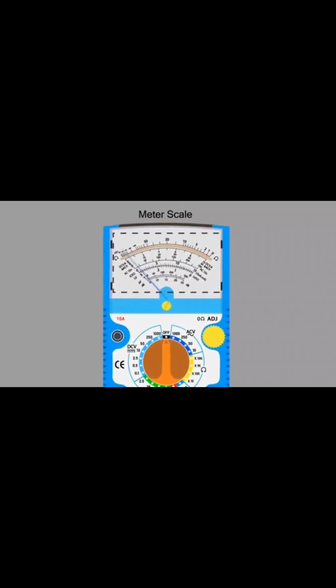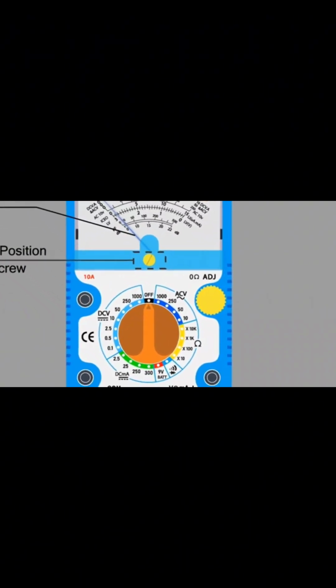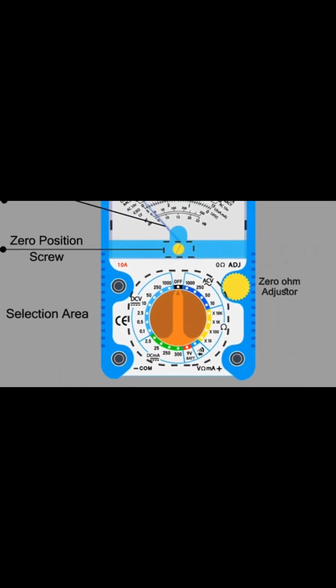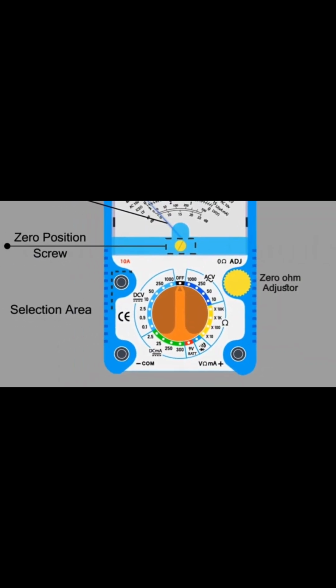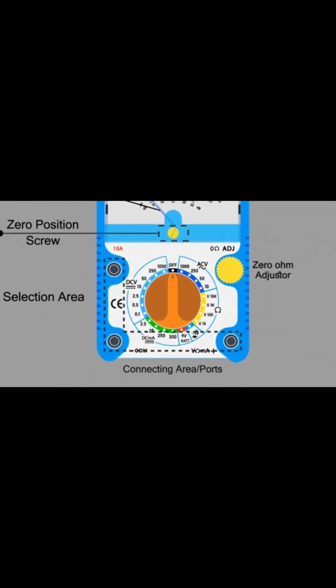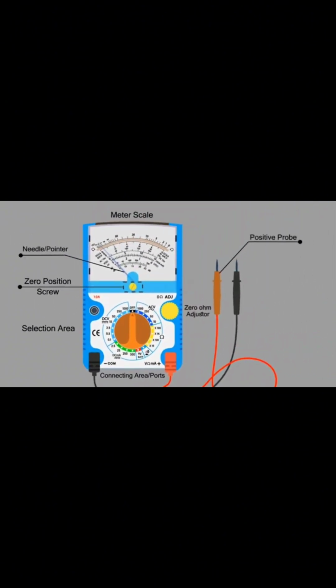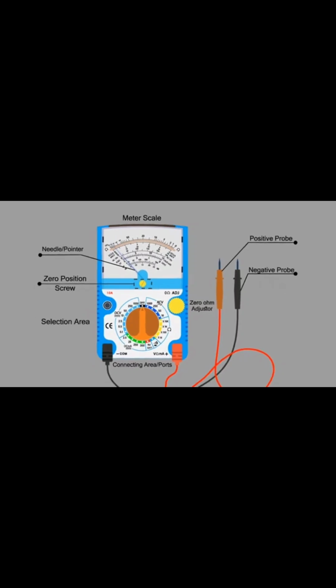Firstly, we will discuss the user interface of the multimeter. This is the multimeter scale. This is the multimeter needle or pointer. This is the calibrating knob. This is the 0 ohm adjuster. This is the selection area. This is the connecting ports. This is the positive probe. This is the negative probe.